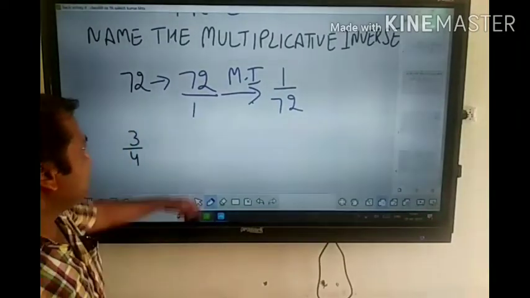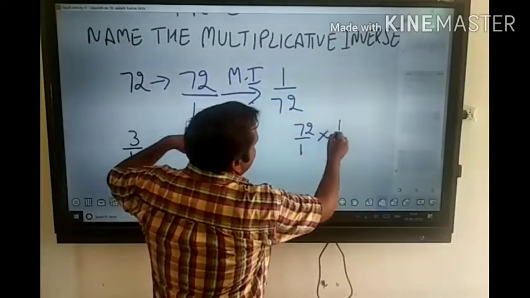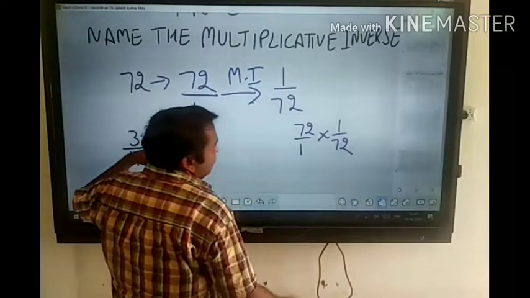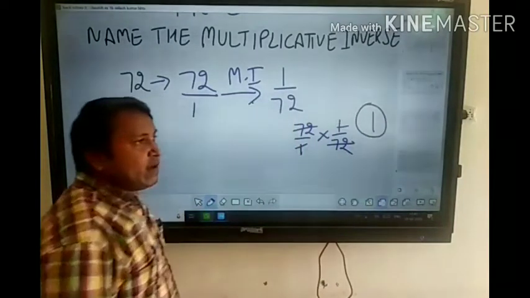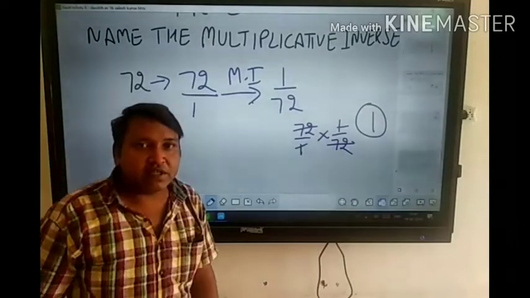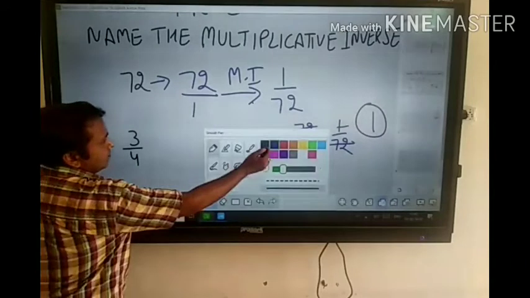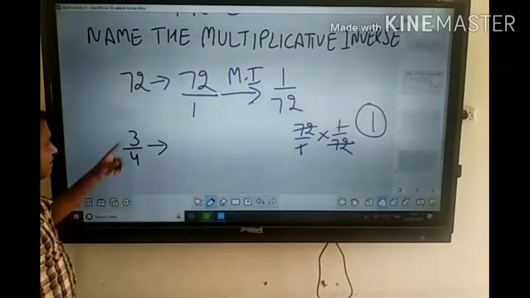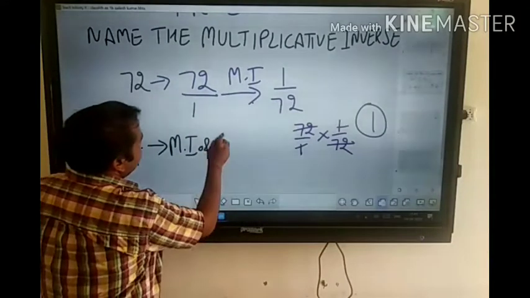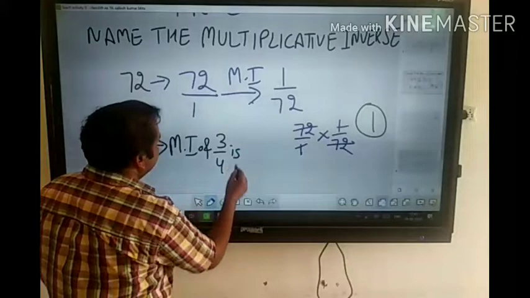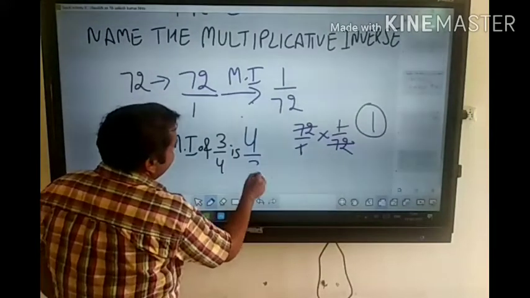Now, what is the logic behind this? If you multiply 72 by 1 by 72, then their answer will be 1. So, when we multiply any number with its multiplicative inverse, the answer is unity. Same as this, what will be the multiplicative inverse of 3 by 4? It will be 4 by 3.